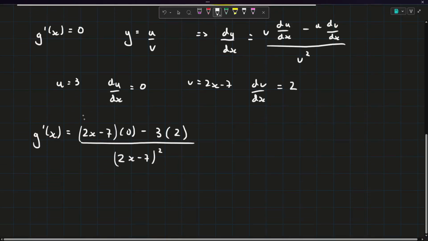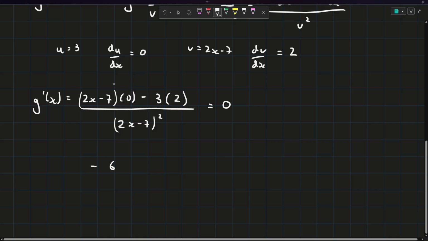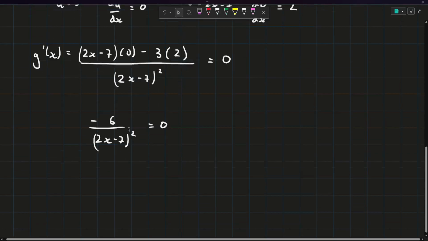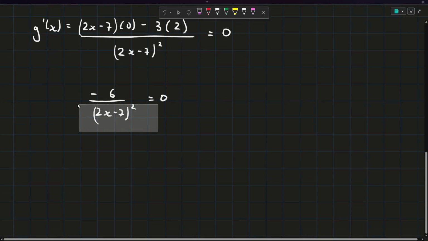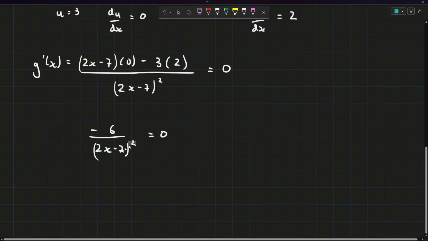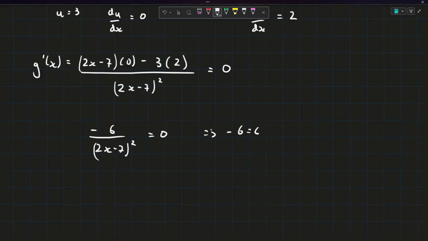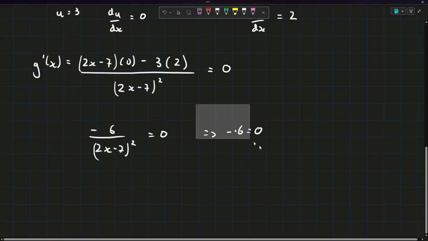And remember that once we get the derivative to find the local maxima and minima, we set that equal to 0. And let's see what happens now. So we're going to have minus 6 over 2x minus 7, the whole thing squared, equals 0. So you could try to multiply both sides by 2x minus 7 squared, but you'll see when you do that, if you multiply this up to the right side, what you would get is minus 6 equals 0, which obviously isn't true. So why is that?